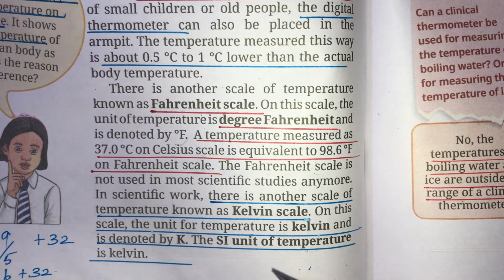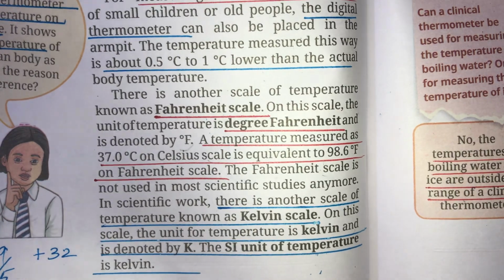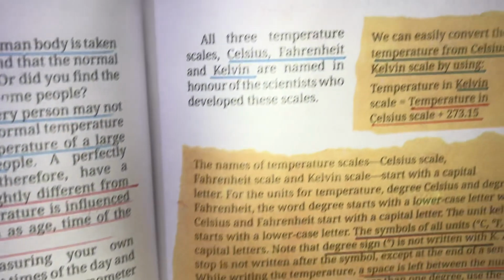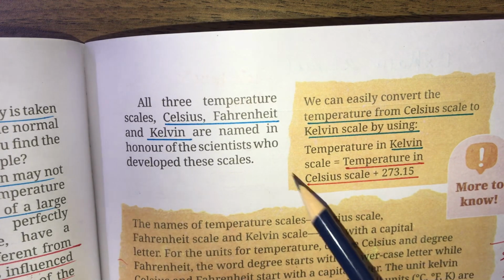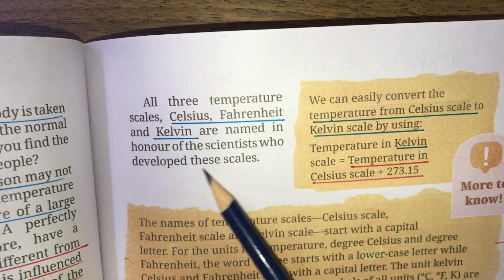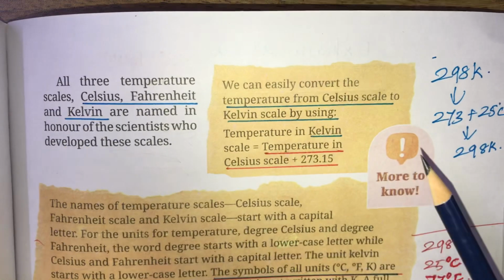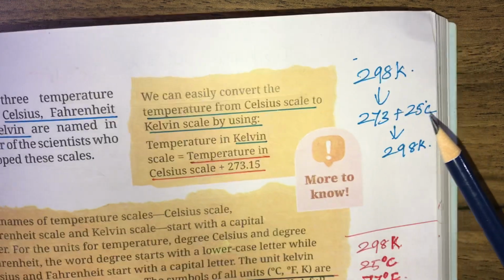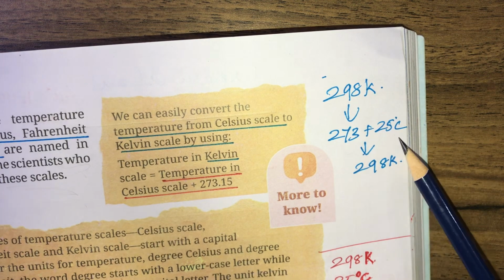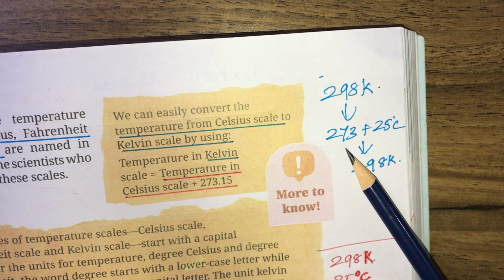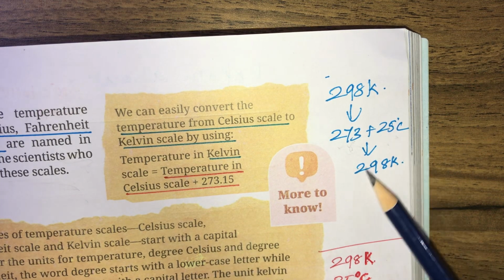Measuring temperature on the Kelvin scale. The SI unit of temperature is Kelvin. Celsius, Fahrenheit and Kelvin are scales of measuring temperature, named in honor of scientists. How to convert the Celsius scale into the Kelvin scale? 273 on the Celsius scale is the lowest temperature of the Kelvin scale. So 273 plus the Celsius value will give you the Kelvin scale.